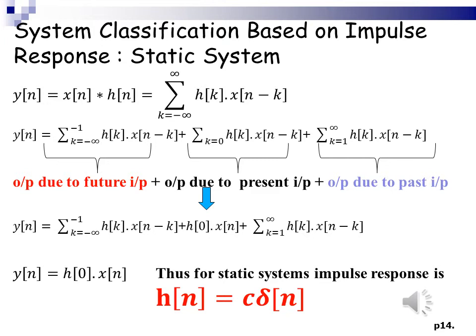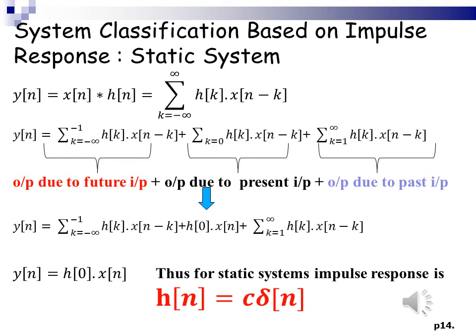So let's start with the static system justification, or how we understand whether the system is static or dynamic based on impulse response. This summation we split into three parts. The first part has all the k index as negative, the second part has k index as 0, and the third part has k index as positive. So x of n minus k, where k is negative, represents an advance operation, and the advance term represents future inputs.